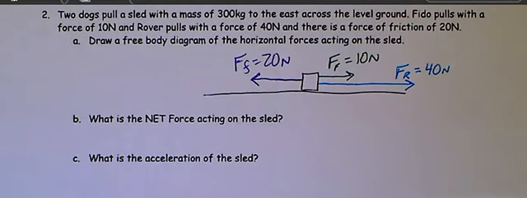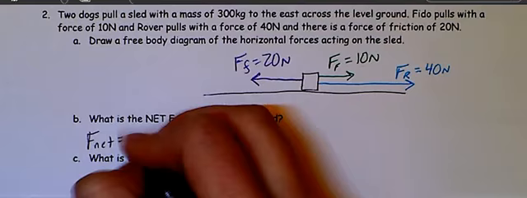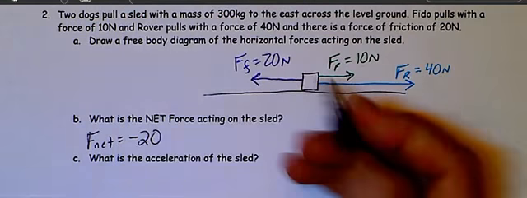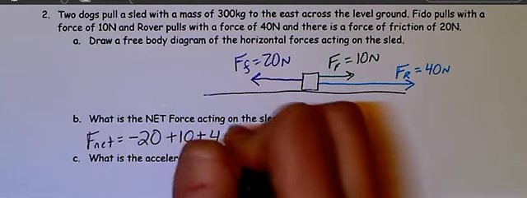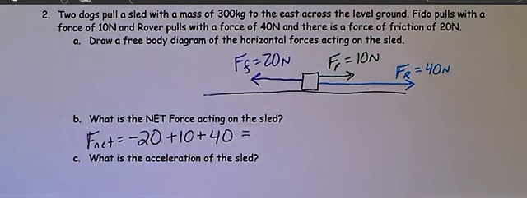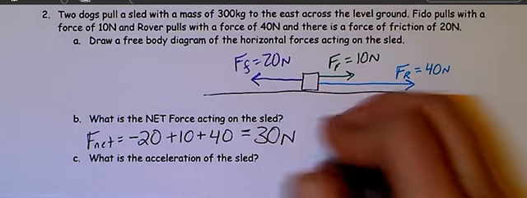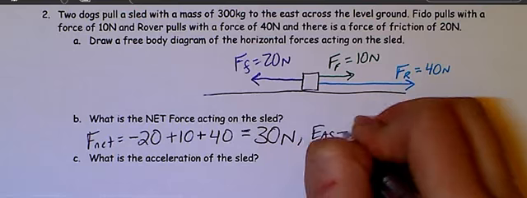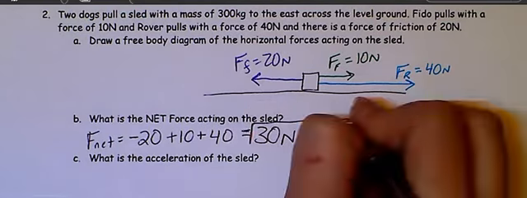So to find the net force, you just add up all the forces with appropriate positives or negatives depending on the direction. So net force, I'm going to have minus 20 because it's going backwards, plus 10 because it's going forwards, plus 40 because it's going forward. And I end up with 30 newtons to the east. That is the net force.